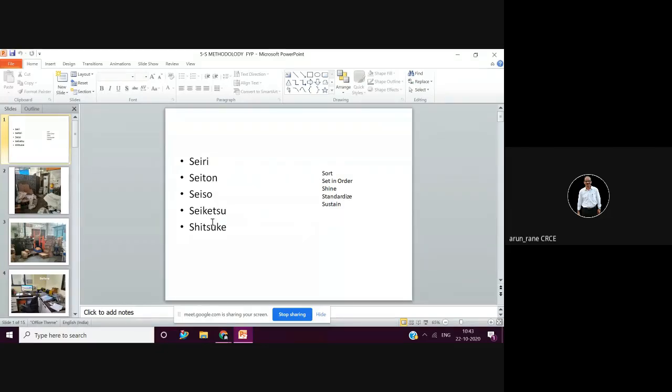Then third is your Seiketsu. See, there are a lot of things to talk about. Seiketsu is nothing but standardize. Always standardize and always go for standard products. Don't keep on manufacturing everything on your own. You will not get the desired quality.